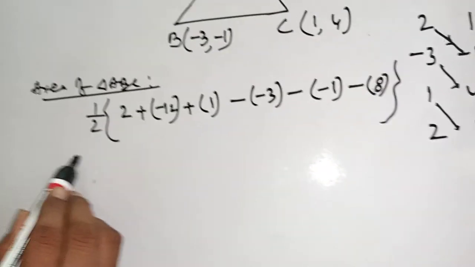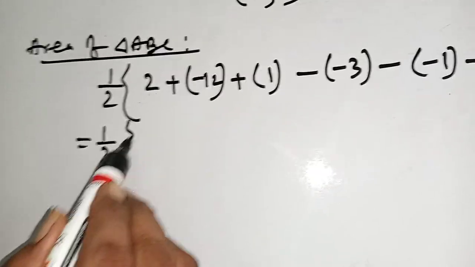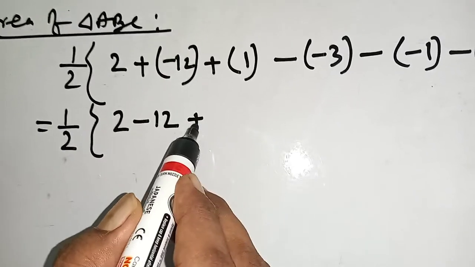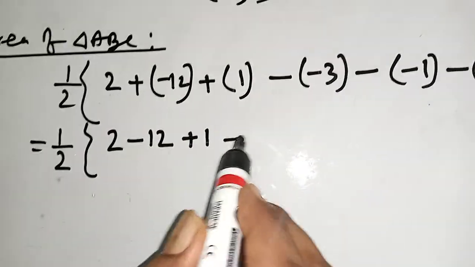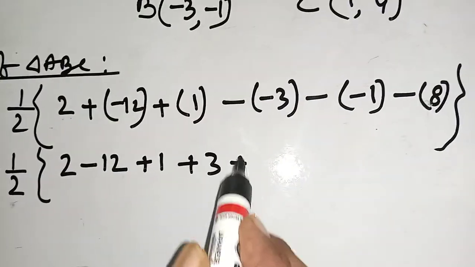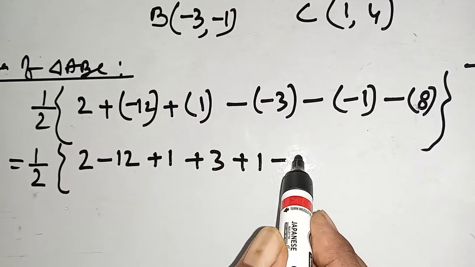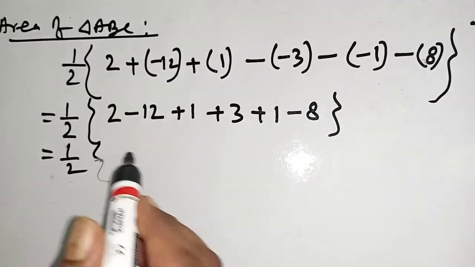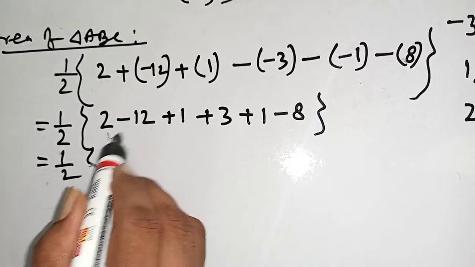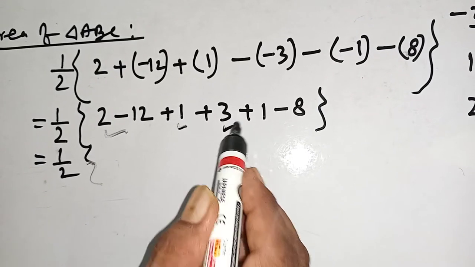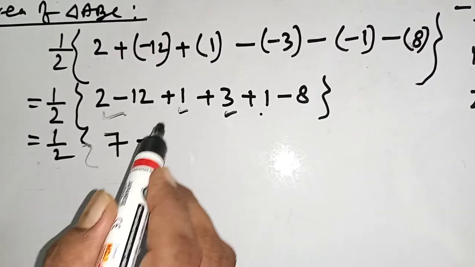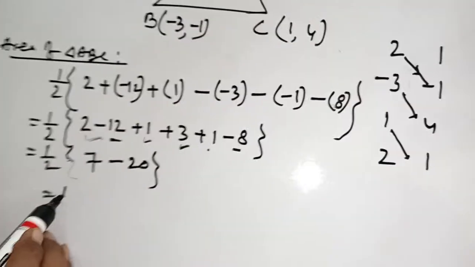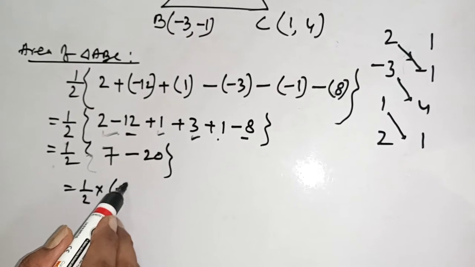Now calculation. 1 by 2, this is 2 plus minus 12 plus 1 minus minus plus 3 plus 1, next minus 8. Now half, two plus 1 minus 12, 3, 3 is 6, 7, minus 8, minus 20, half into minus 13.